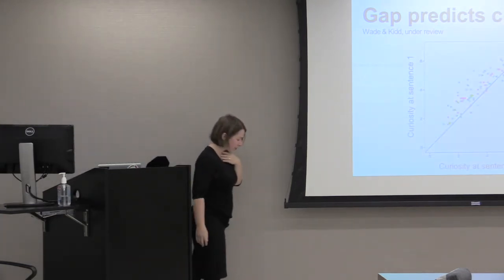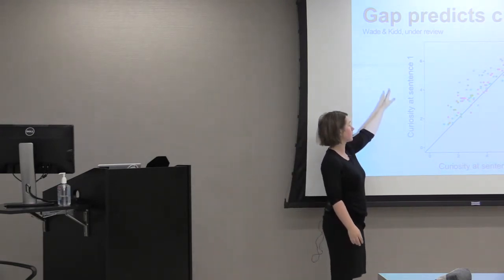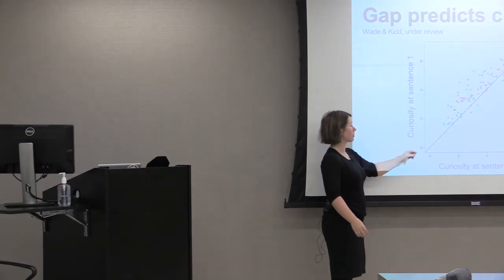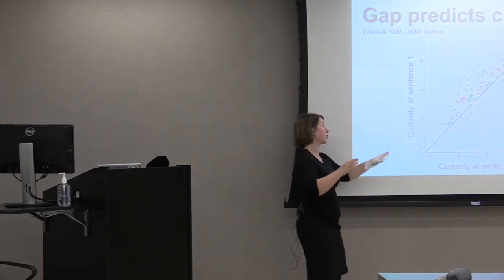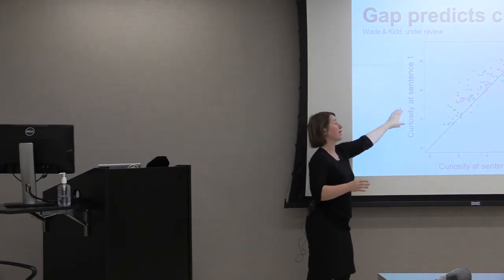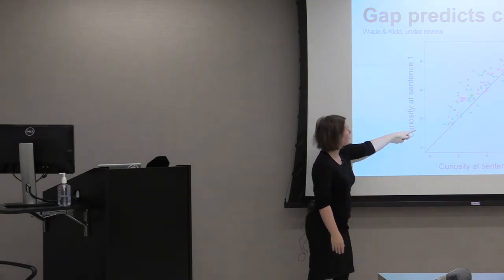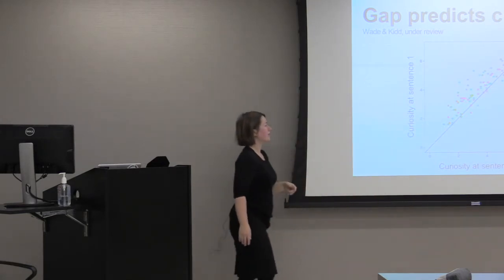This was again not just true at a population level analysis. This is curiosity at sentence 1 versus curiosity at sentence 4. Each dot represents a different individual learner. If they were just as curious at sentence 1 versus sentence 4, you'd expect they'd all be scattered. There'd be an equal number on this side versus this side of the line, but that is not what you see. Even individual learners are more curious at the beginning after that first sentence than they are after that last sentence.